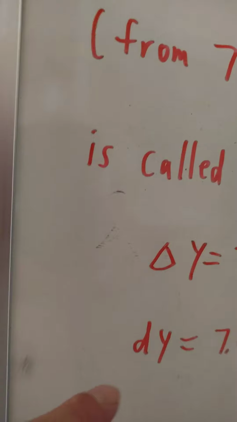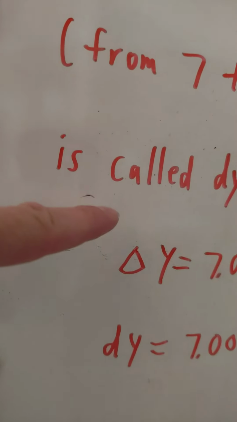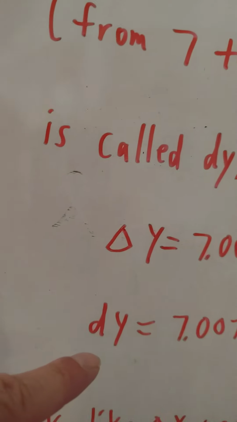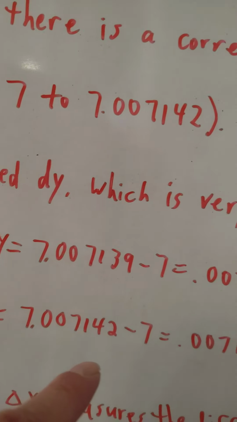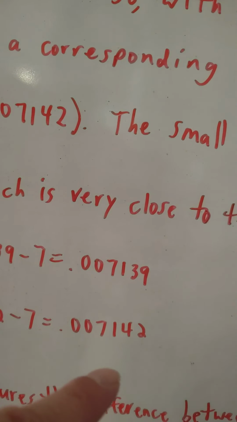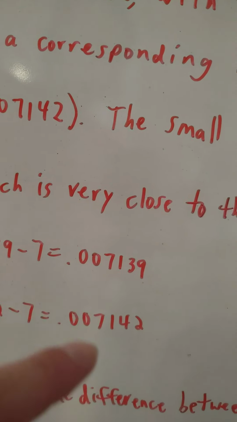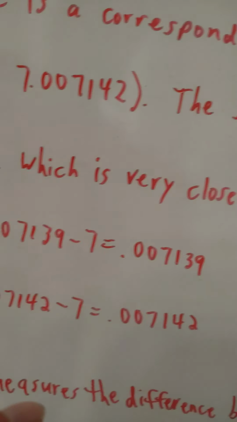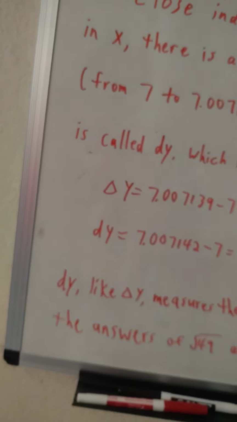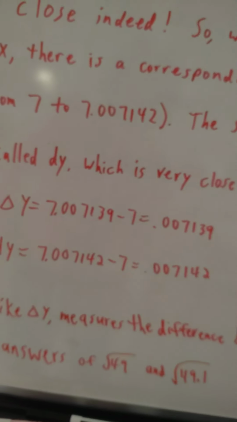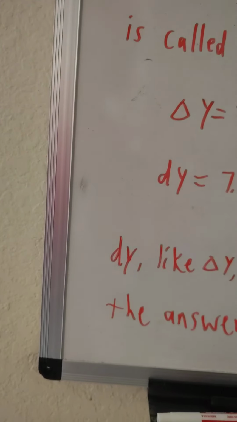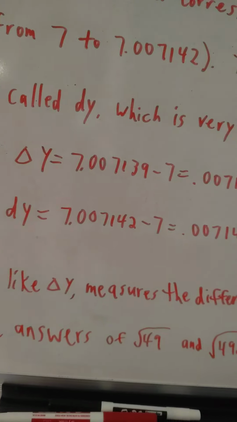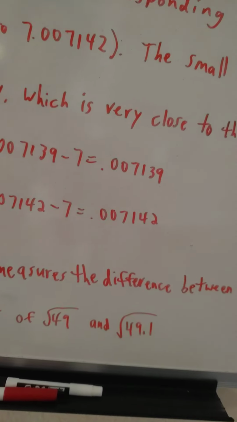And then here is dy, which again is very close to delta y, the change of outputs. That dy we got as this, which equals that. Notice how close these two answers are for the change in outputs. So dy, like delta y, measures the difference between outputs, here the square root of 49 and the square root of 49.1.